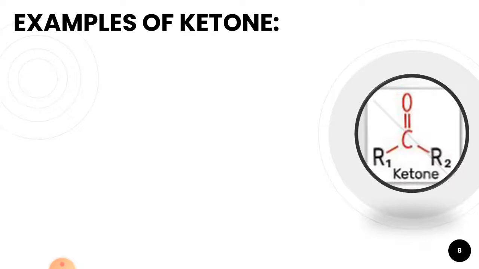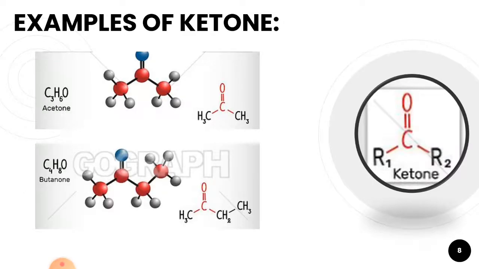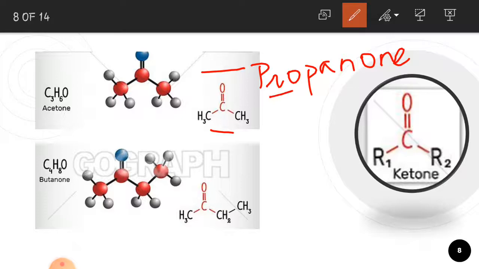Examples for ketone include acetone and butanone. Acetone is also called propanone because this compound contains 3 carbon atoms, so therefore the prefix prop will be used here. Now, as this compound contains 4 carbon atoms, the prefix but would be used here.